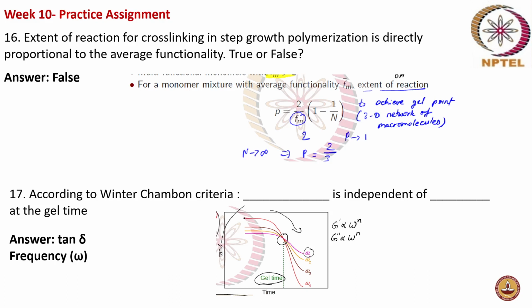And you can find out the gel time when you plot your tan delta versus time. So this point is your gel time. All the curves come together at a single point. This is your gel time, where it gets converted to a gel, where the polymer changes from a more viscous-like polymer to a solid-like polymer. Okay, next.